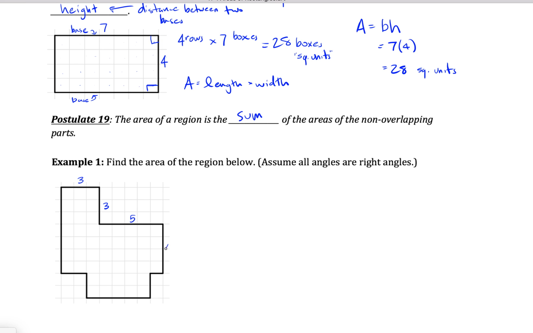Right here, this segment is 4. This little one here is 1, and this here is 2. Down here we have a segment that's 5. We have a segment that's 2 right there, and a segment that's 2 right there. And then this last segment is 1, 2, 3, 4, 5, 6, 7.